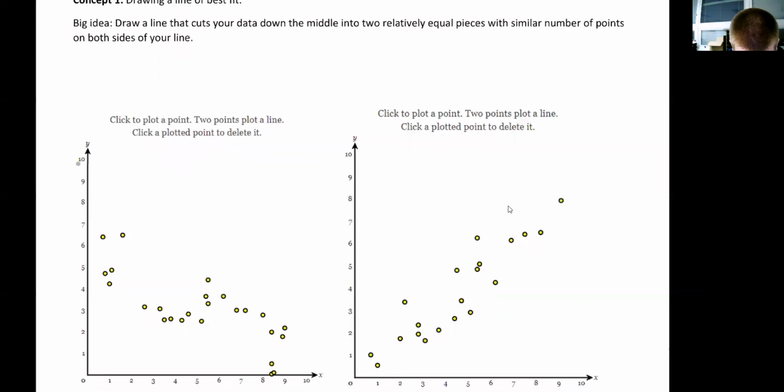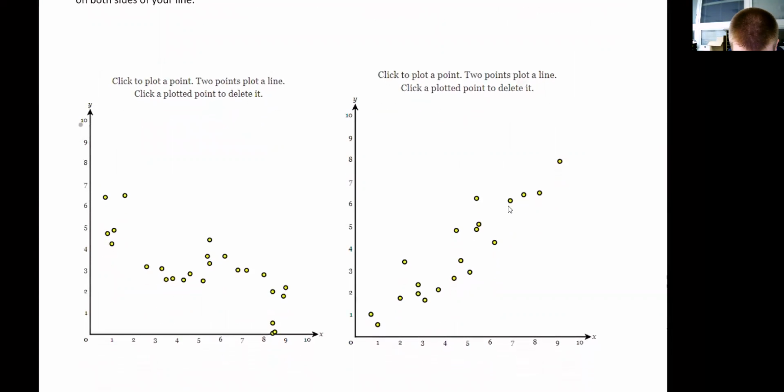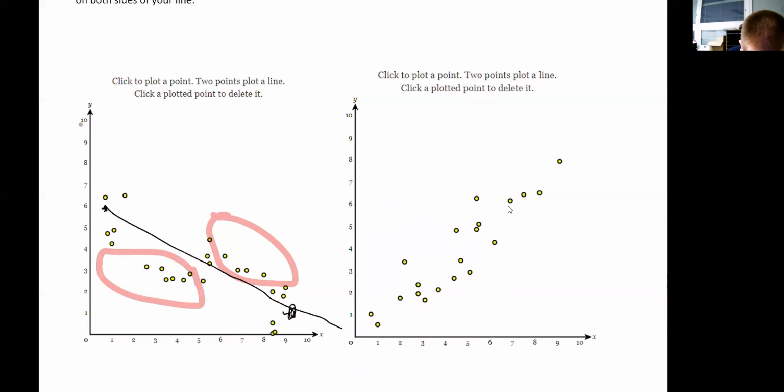So we're going to do this first one together. Like I said, we're going to just pick 2 points, and I want to cut the data down the middle. So for example, I might put my first point here, and my second point here-ish. If I connect these, it cuts it down the middle. It's not perfect, but if you look, there's a similar amount of yellow points on both sides. I'm not going to count them, but I bet it's not that far off. And like I said, Delta Math is a little forgiving as long as you're relatively close. See if you can draw the line of best fit in this second scatter plot.